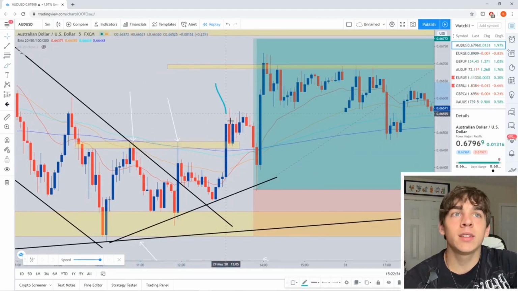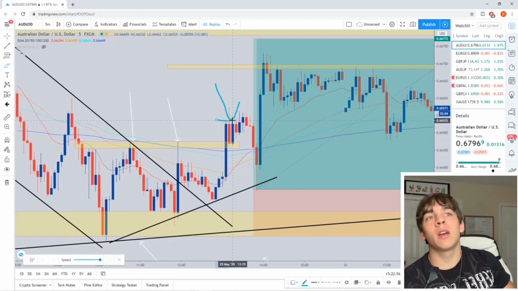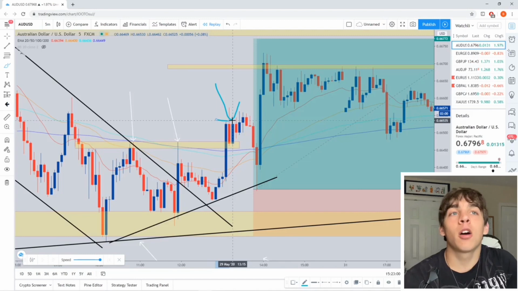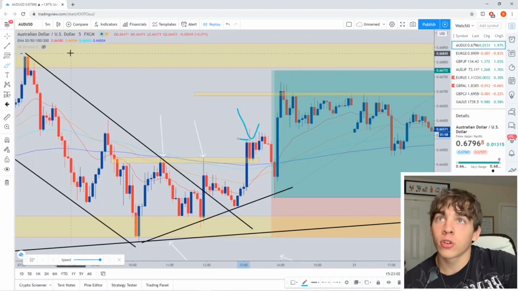Now once I see the break of this, I then want to see a pullback down to market structure, and then I'll be looking for my entry. So how do I look for the right entry?